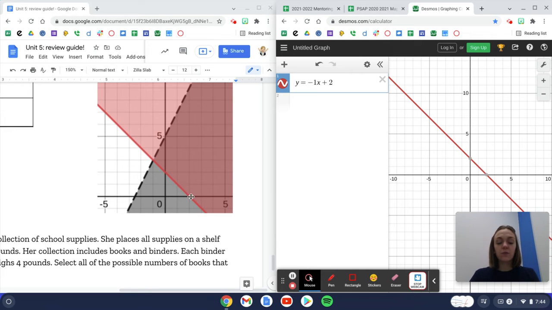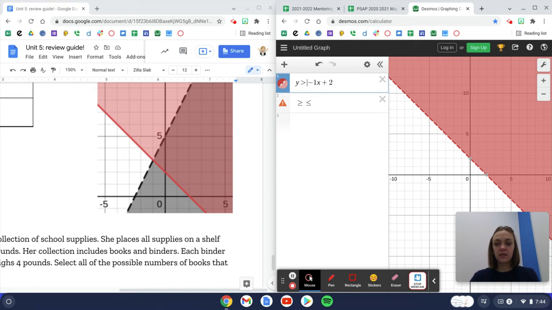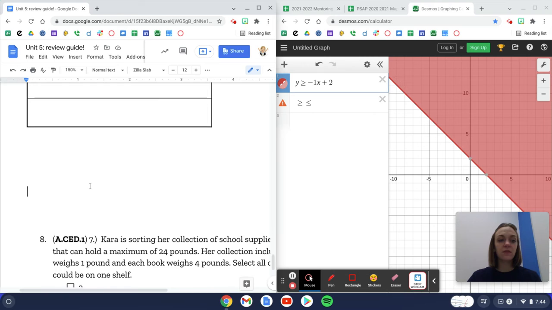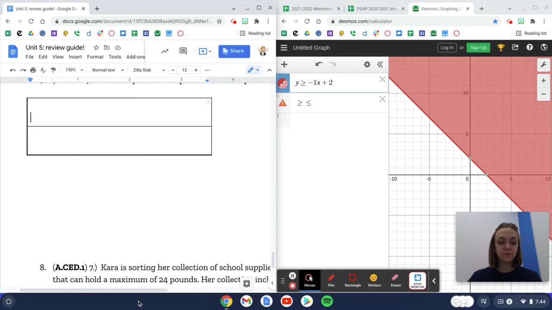Now I need to figure out which way I'm shading. So I can shade above or I can shade below, and I know that I'm going to have one of these two inequality signs because I have a solid line. So I'm just going to try to plug one in and see what happens. And the one that I picked works. y is greater than -1x plus 2. So you would then write that in the first box here.